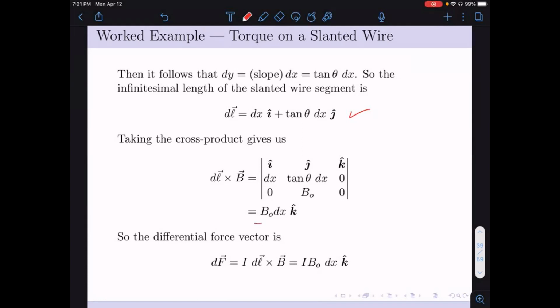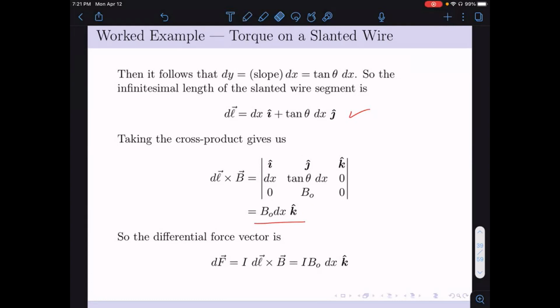It's just going to be B naught dx in the k hat direction. If you need some help with cross products, I'm sure we can help you out with that, but I won't go through them here. In this case, the cross product is B naught dx in the k hat direction. That makes sense, because we're crossing an i hat and a j hat component with another j hat component, so I only have a k hat come out of that.